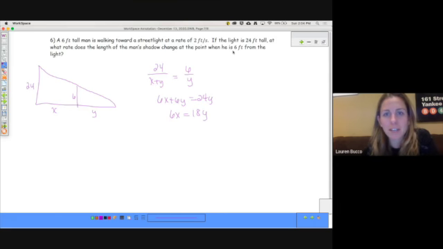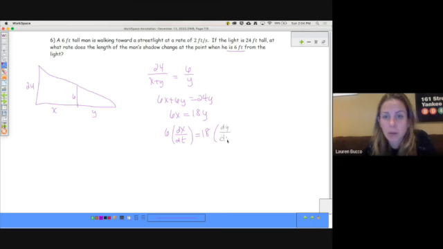So the fact that he was 6 feet from the light doesn't matter. So it must be a constant. Doesn't matter how far you are from the light, the rate it's changing must be constant. So this is 6 times dx/dt. Oh, that's why it doesn't matter. So there you go. 6 dx/dt is equal to 18 times dy/dt.